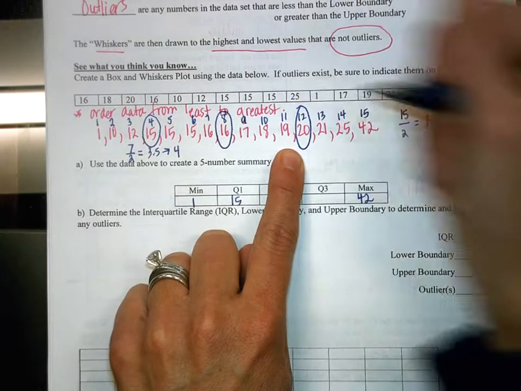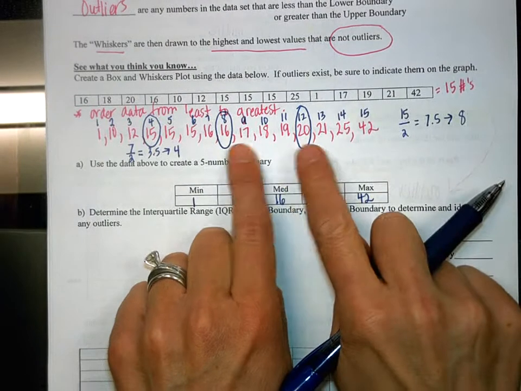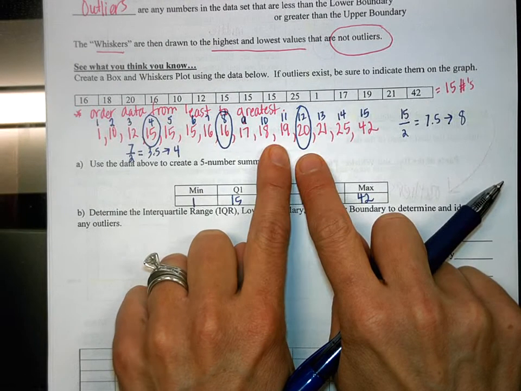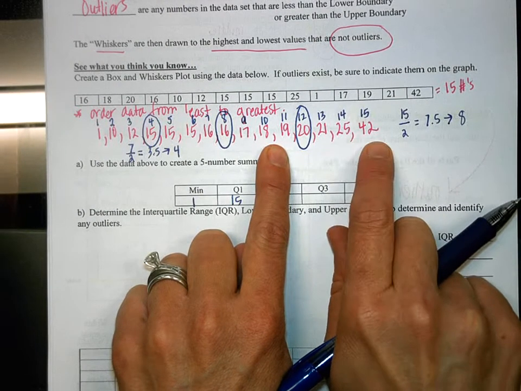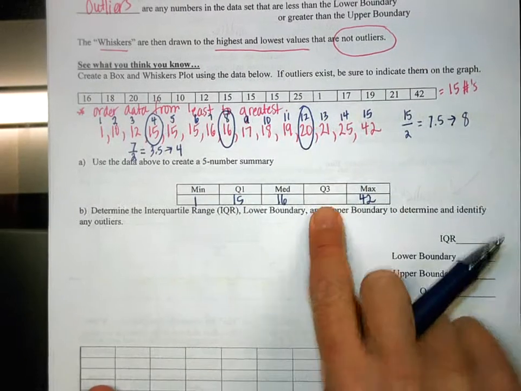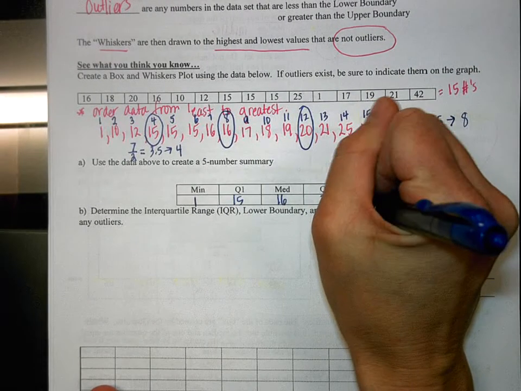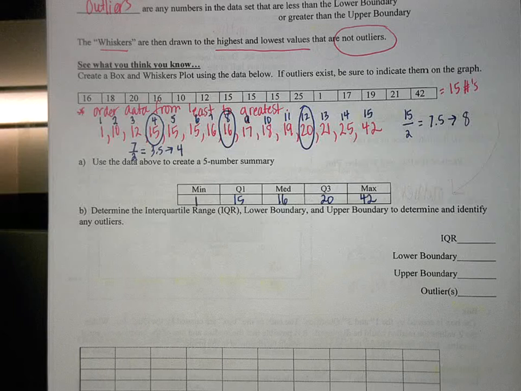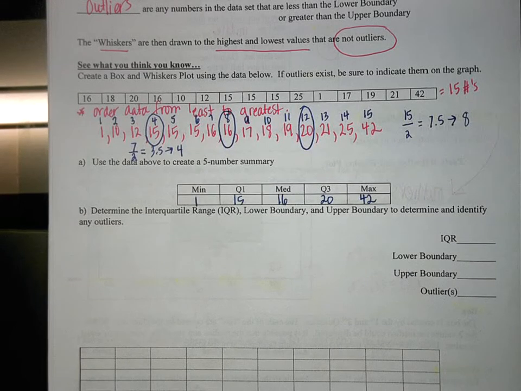That is my Q3 value. And again, you notice that you have 3 to the left of it here and 3 to the right of it. Okay, and we're going to write that for our value for Q3, which is 20. At this point, does anybody have any questions?